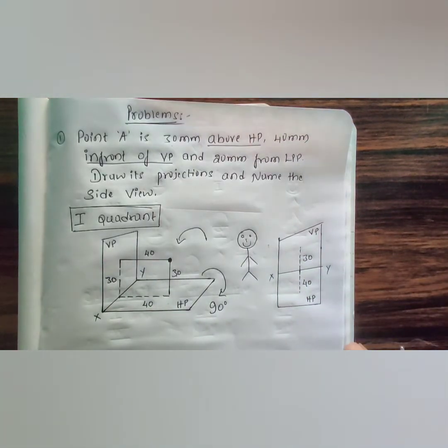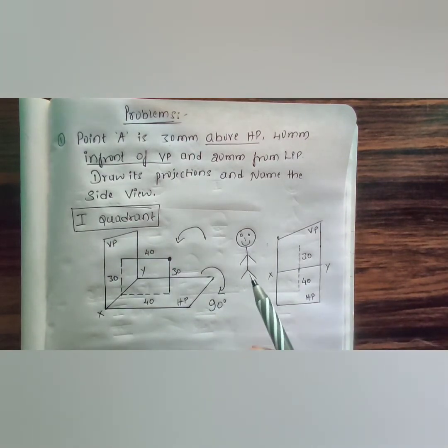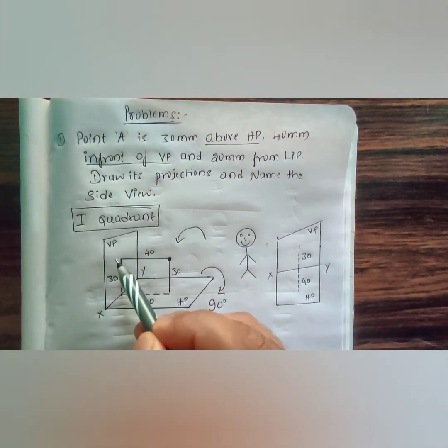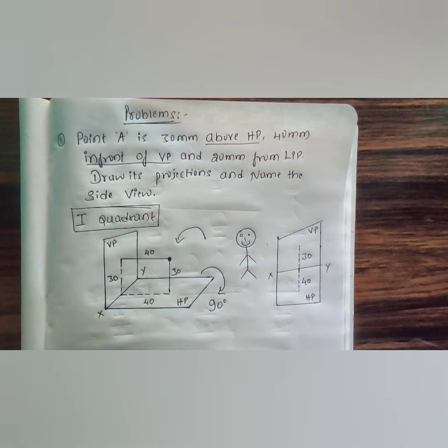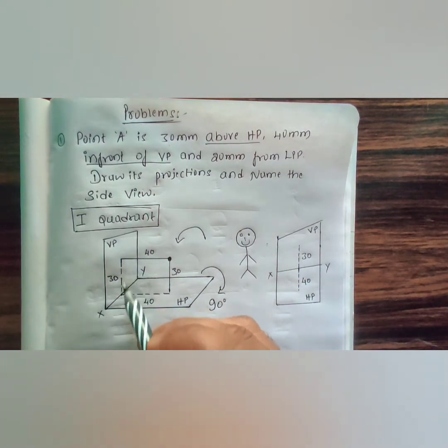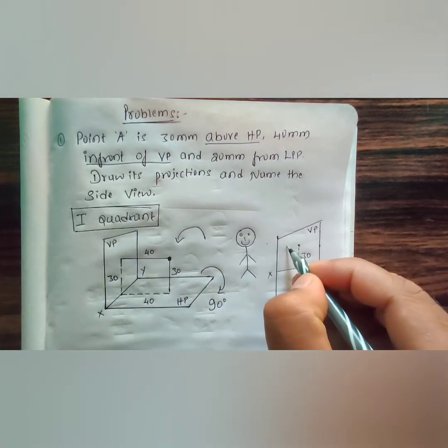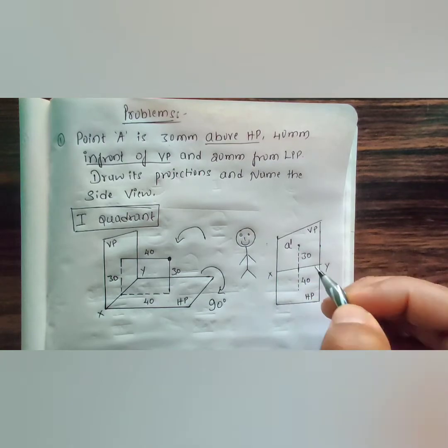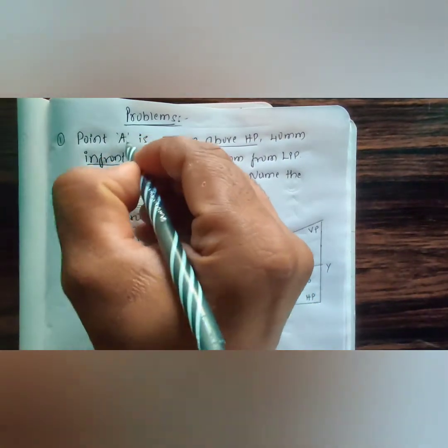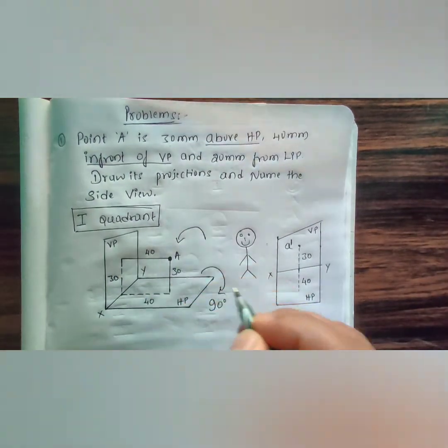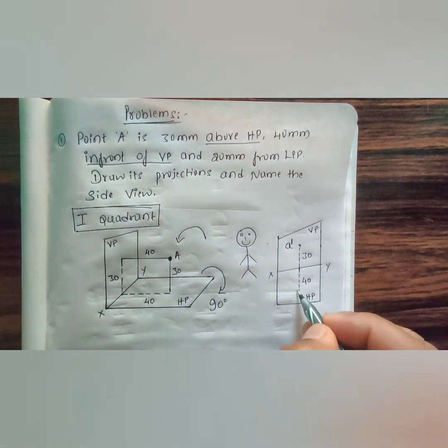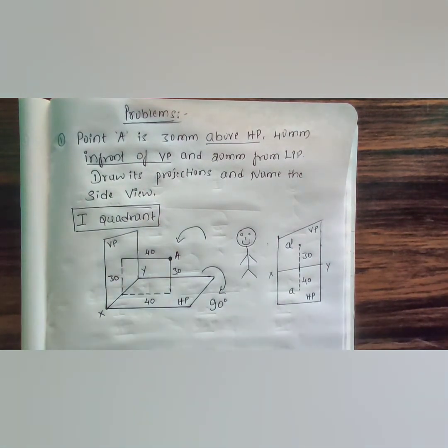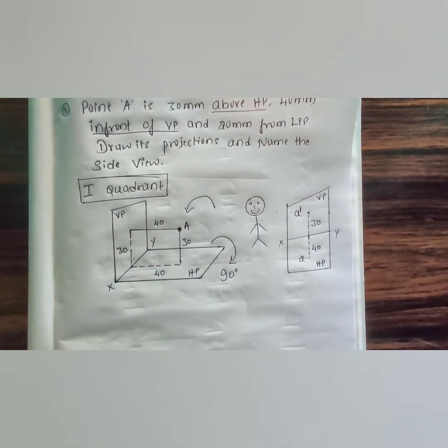Okay, and you people know that on VP we can always see the front view and on HP we can always see the top view. Fine. So this 30 distance is what? This is front view. So this point will be A dash because the original point is A. This point is A. Okay, so its front view will be small a dash and the top view will be A. Okay, now we have to give the actual solution.